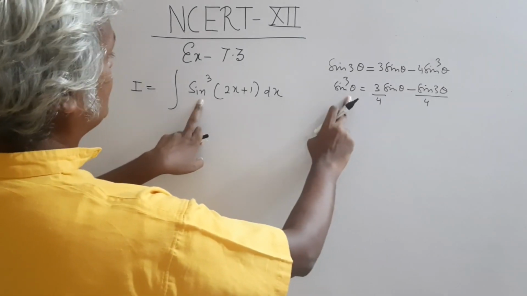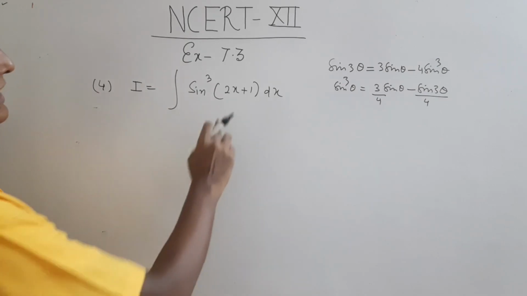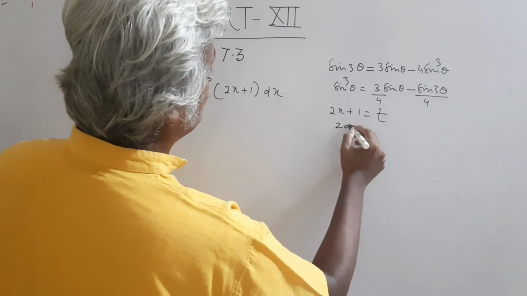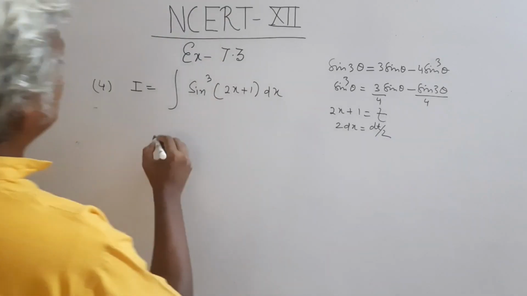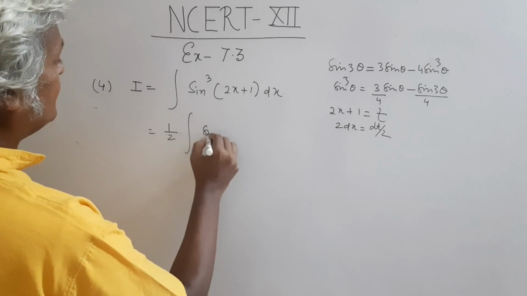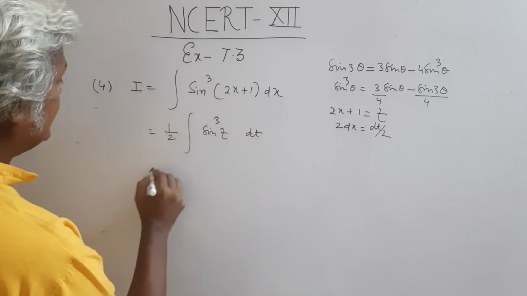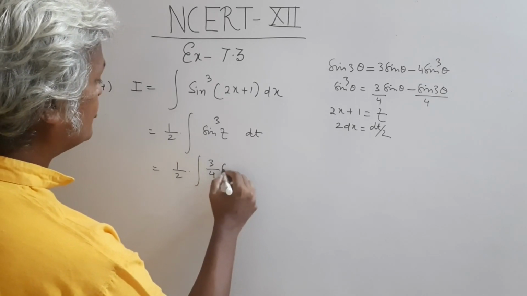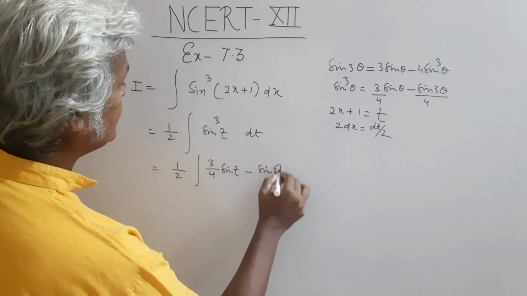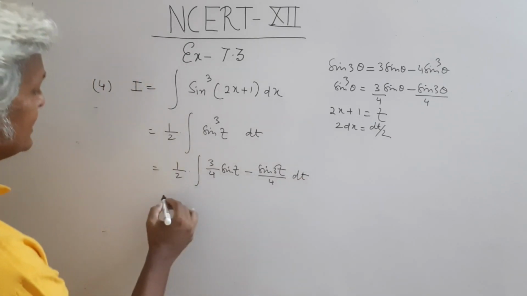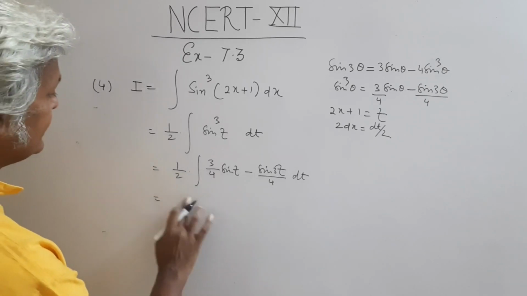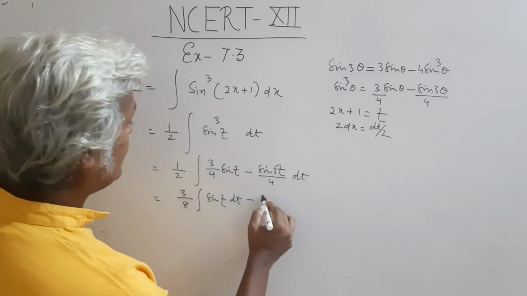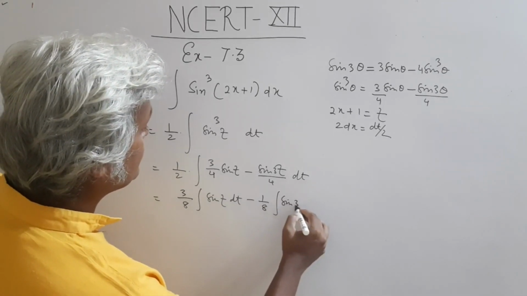So now you see it is going directly into this form, but before that we have this obstacle. Let me get rid of this 2x plus 1 by proper substitution: let 2x plus 1 be t. So 2 dx is dt, so dx is dt over 2. So you can write half outside, integration of sine cube t dt. Then we can write directly sine cube t as 3 over 4 sine t minus sine 3t over 4 dt. Now I'm getting two integrals: 3 over 8 integral of sine t dt minus 1 over 8 integral of sin 3t dt.